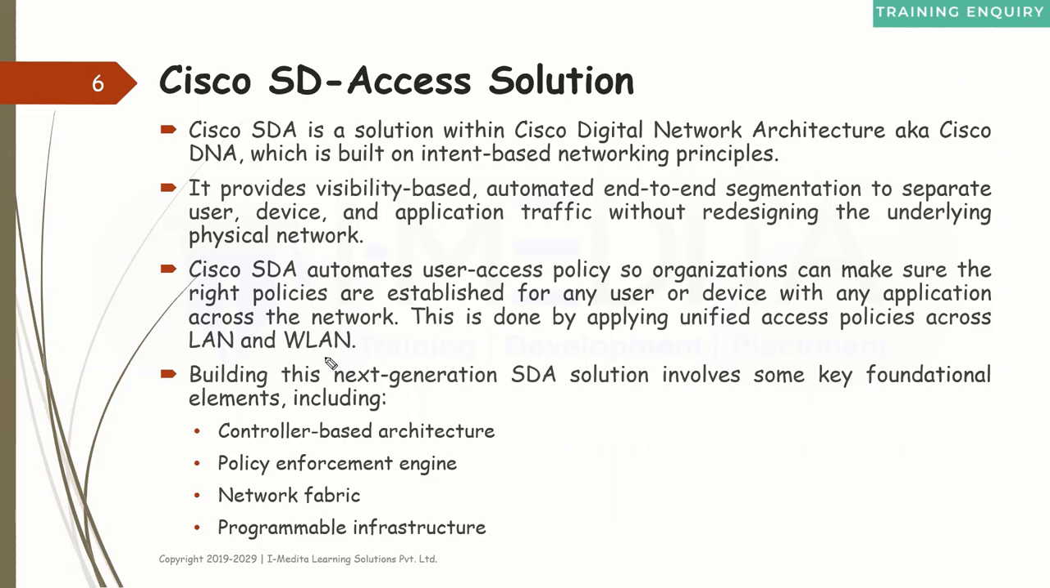That policy can control what users are allowed to access what devices, or what devices are allowed to access what other devices, or which users are allowed to access certain applications, or which users are not allowed to access certain applications. So not only does it give us visibility of the entire network, but we can also create policies based on which our users will be permitted or denied access to the network devices or certain applications.